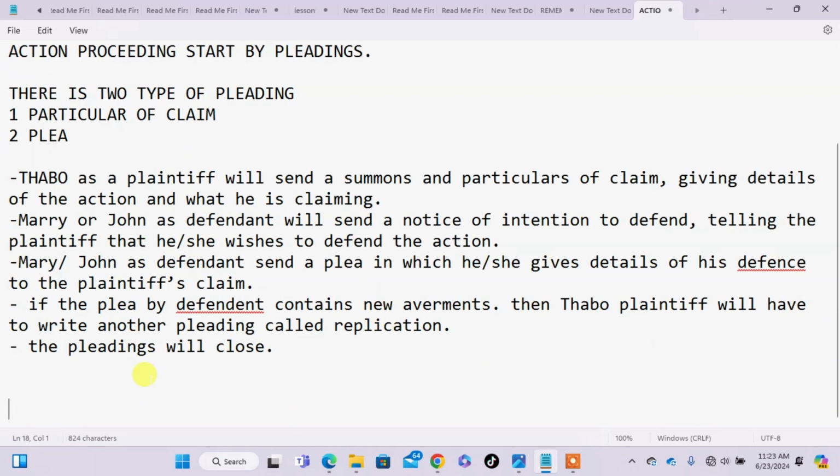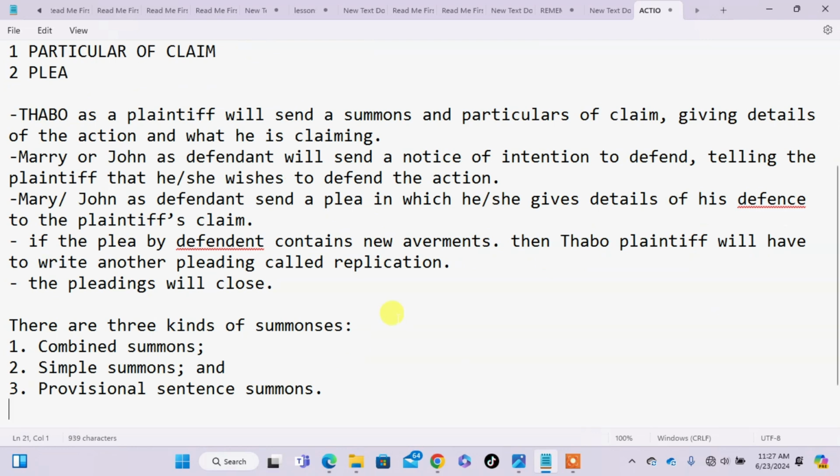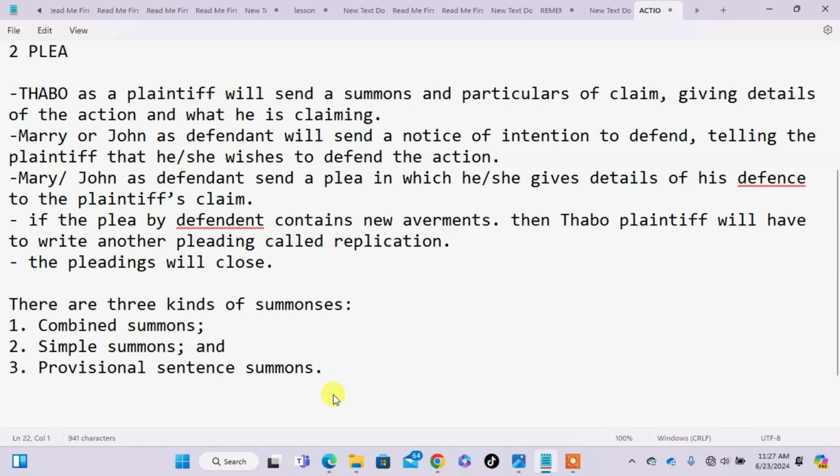Therefore, you must be aware that there are three kinds of summons, right? We have a combined summons, we have a simple summons, and we have a provisional sentence summons. However, we will speak about these first two summonses, the combined and simple summons. Let's start with a simple summons.